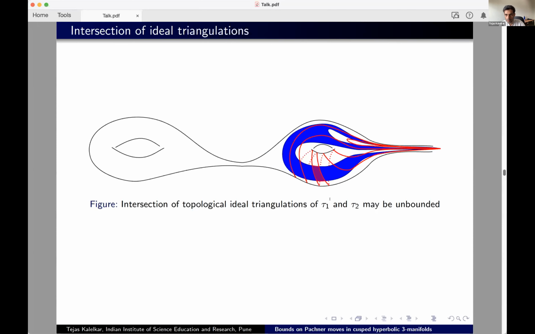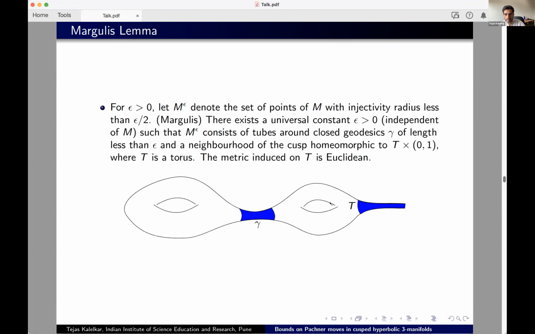Now, the reason this doesn't happen is because we're using geometry and we're using geometric ideal triangulations, not just topologically ideal triangulations. So Margulis' lemma is the following. It says that there exists a universal constant epsilon positive such that the set of points in M with injectivity radius less than epsilon by 2 consists of either tubes around closed geodesics gamma of length less than epsilon, or they are neighborhoods of the cusp homeomorphic to T cross [0,1], where T is a flat torus. Okay, so the points where the injectivity radius is really small are either these tubes around small geodesics, or they are these torus cross I neighborhoods of the cusps. So this is Margulis' lemma.